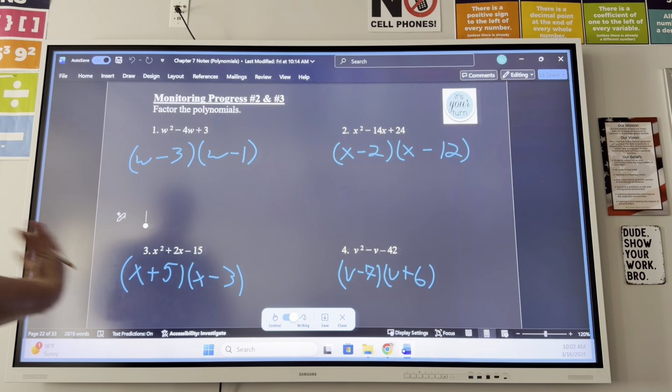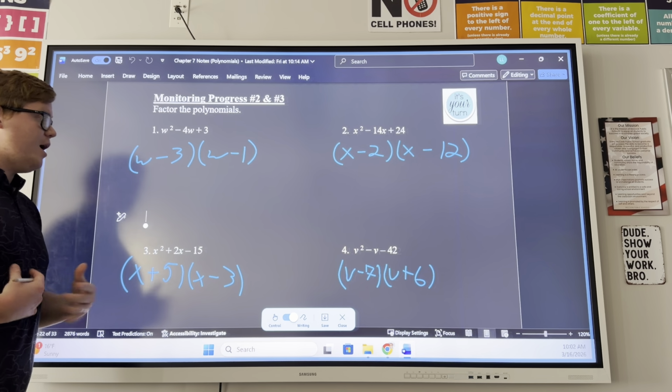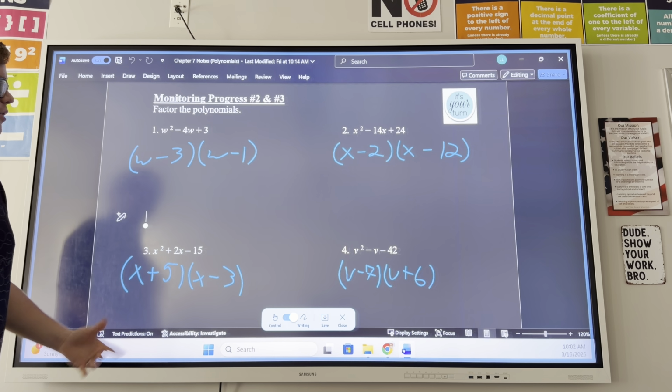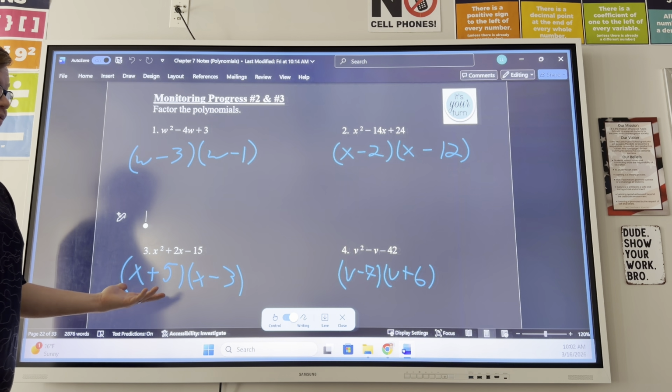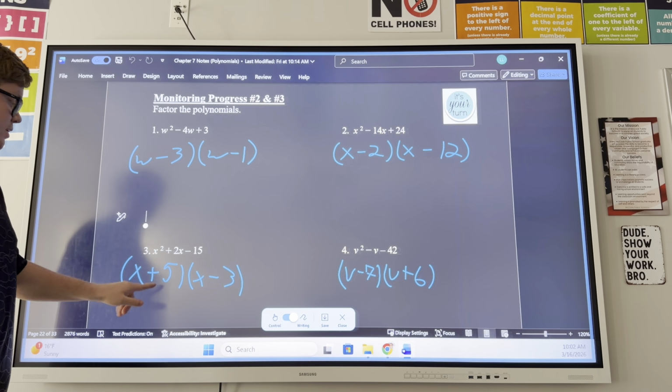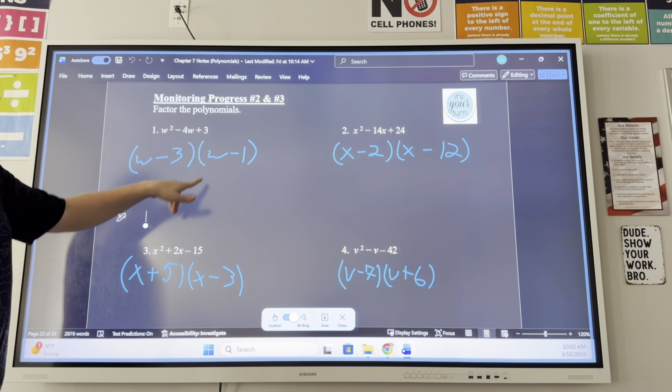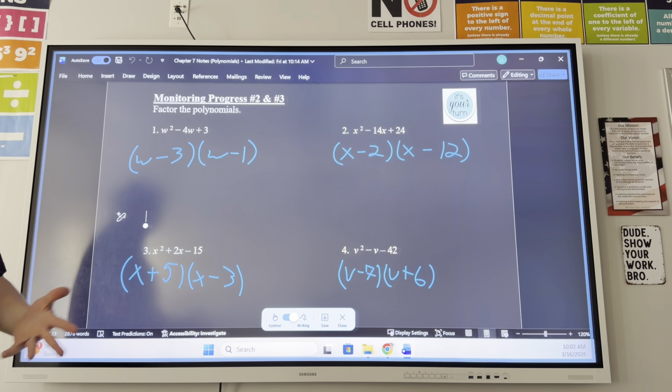Okay, so we've gone over how to factor trinomials. You guys should know by now how to solve these because we did that in 7.4. We solved ones that look just like this. All you have to do is split them up and have them equal 0. But today we're just worried about factoring.